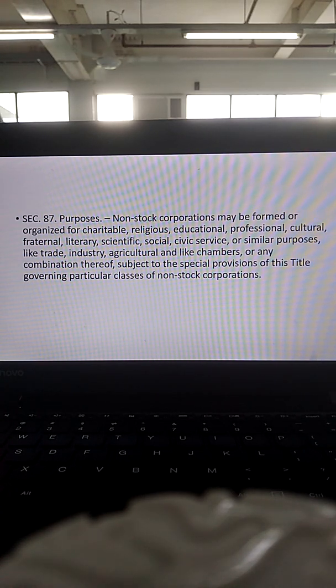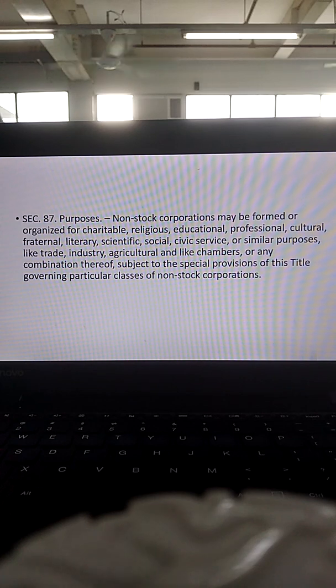So, kasi meron pong ibang simbahan o relihiyon na hindi naman po rehistrado sa SEC, and that is also allowed, okay? Because of the separation of the church and the state. Now, we have also here educational, pang put up po ng isang paaralan, professional, cultural, fraternal, literary, scientific, social, civic service, or similar purposes. Now, if you observe the mentioned purposes, there is something with their action which is helping the community or helping the government itself.